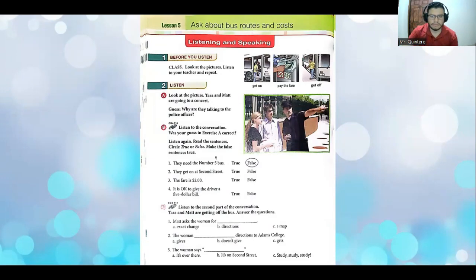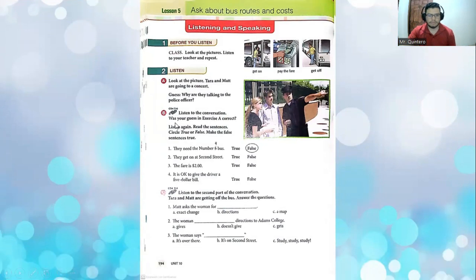Page 194. Listen. Exercise B. Excuse me, how do you get to Adams College? Take the number 4 bus and get off at 2nd Street. It's not far from there. Thanks. Oh, and how much does the bus cost? $2, but you need exact change.